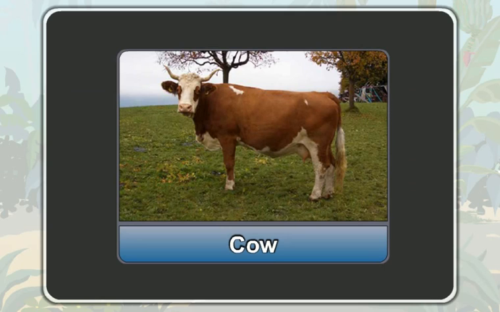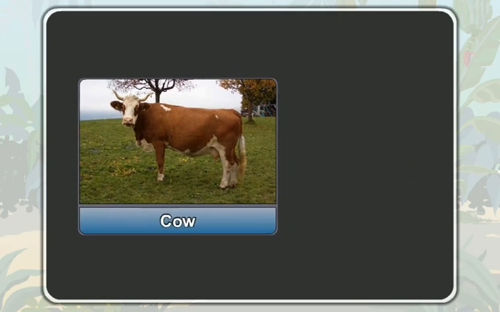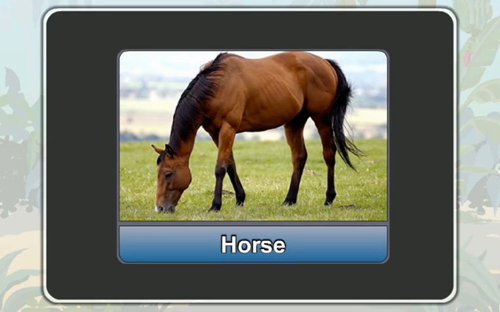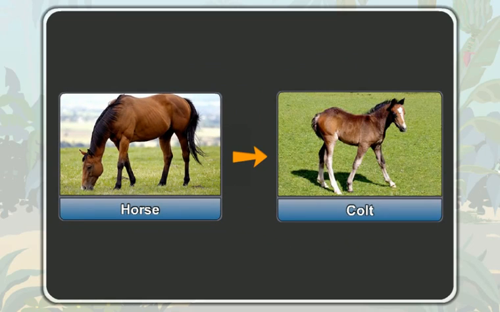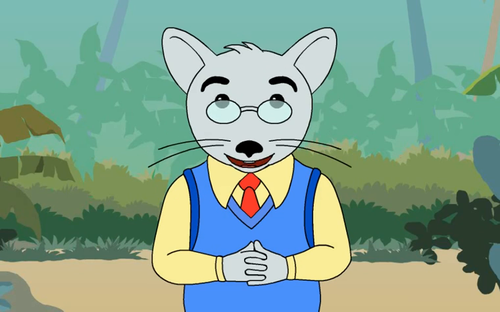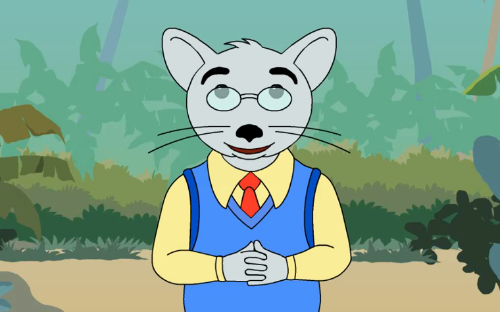An adult cow produces a calf. An adult horse produces a colt. So, animals produce young ones like them. Not only the animals, even plants reproduce.